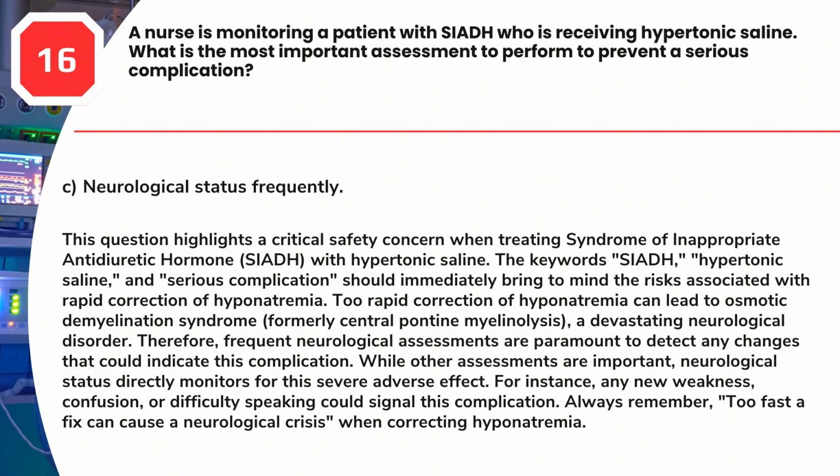Therefore, frequent neurological assessments are paramount to detect any changes that could indicate this complication. While other assessments are important, neurological status directly monitors for this severe adverse effect. For instance, any new weakness, confusion, or difficulty speaking could signal this complication. Always remember, too fast a fix can cause a neurological crisis when correcting hyponatremia.